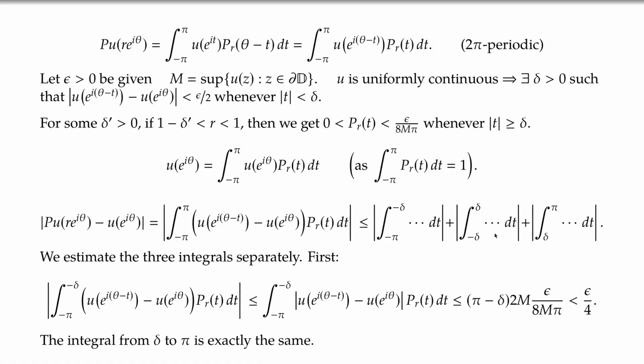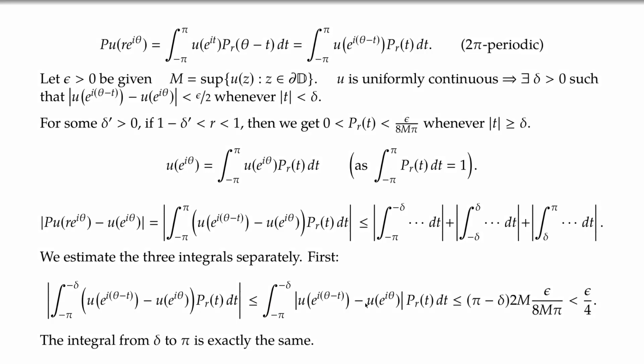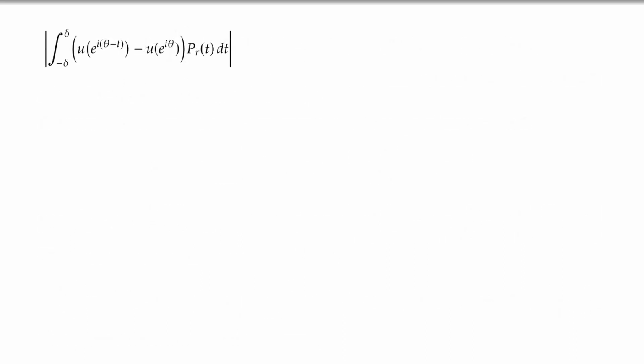So the integral from delta to pi is exactly the same. The only thing that will change is these minus signs will disappear, and otherwise everything is exactly the same, right? It's the same exact computation. All right. So now, those are the two outside ones. They're both epsilon over 4, or at most epsilon over 4.